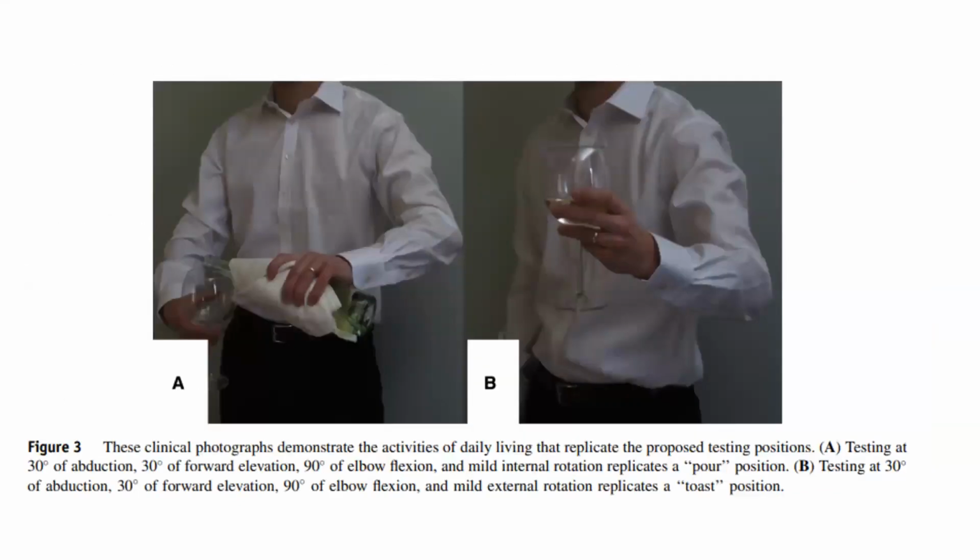And this is another photo showing the champagne toast sign. The first image, A, shows the pour position, where the arm is in 30 degrees of abduction, forward elevation, and 90 degrees of flexion at the elbow with mild internal rotation. And we usually test at the toast position, where the arm is at 30 degrees of abduction, 30 degrees of forward elevation, and 90 degrees of elbow flexion with a mild external rotation.